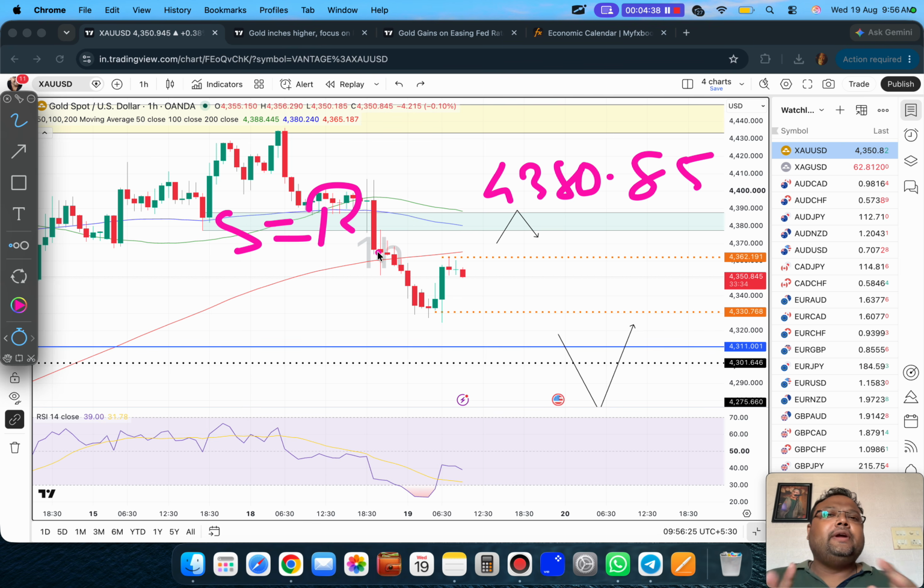So during the day, we're expecting a more or less choppy market. During the day, if the market goes up, observe the market around the 80, 85 zone. If the market shows price rejection from above, we can look for a sell position here as well.